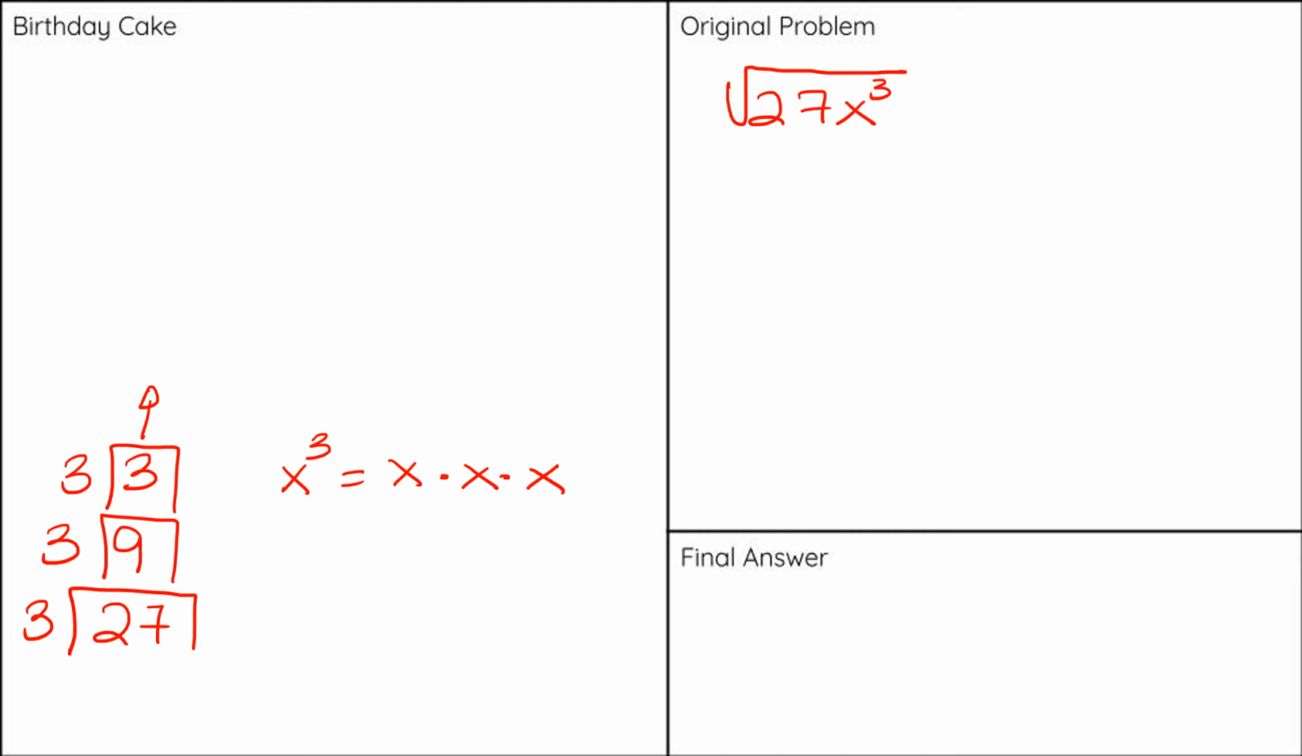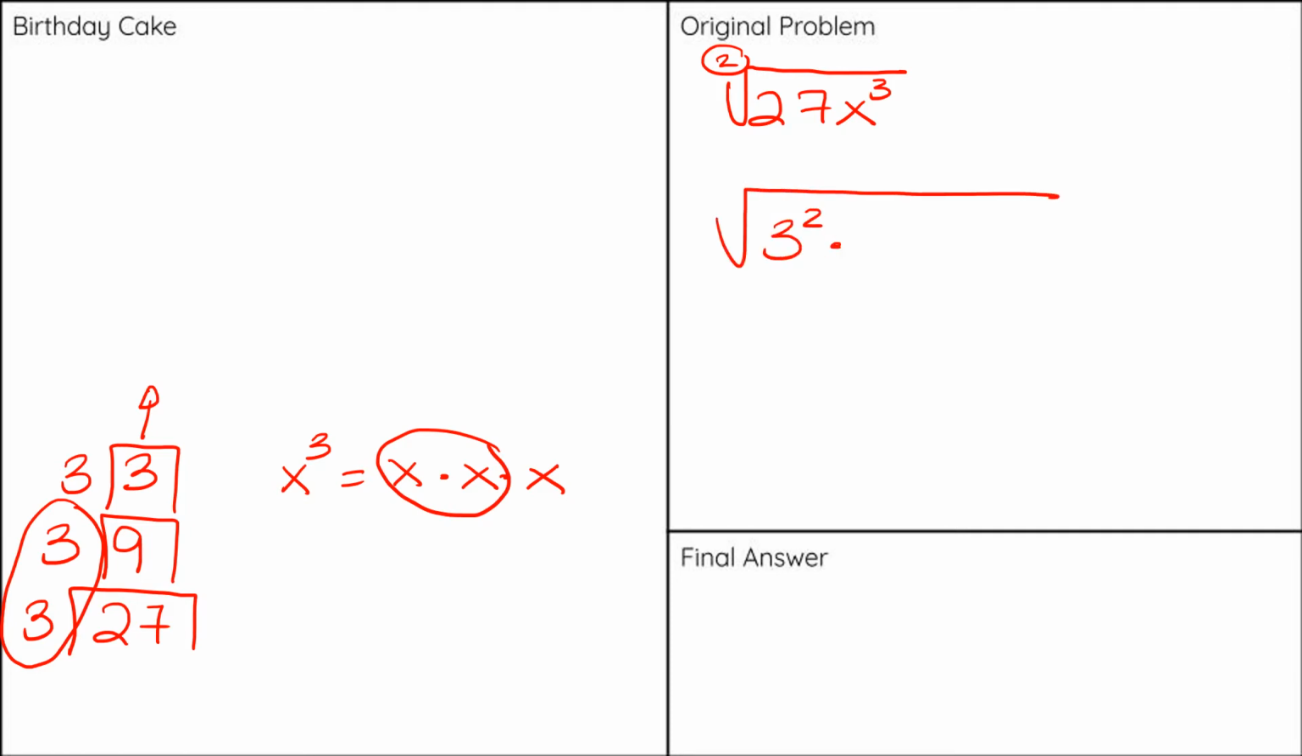Since the index is 2, we're going to make groups of 2. So here's a group of 2, and here's a group of 2. So when we rewrite it with our exponents, we have 3 squared, x squared, a 3, and an x. Then we separate.